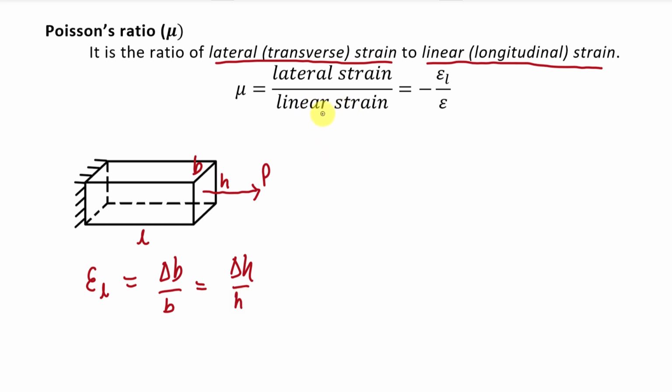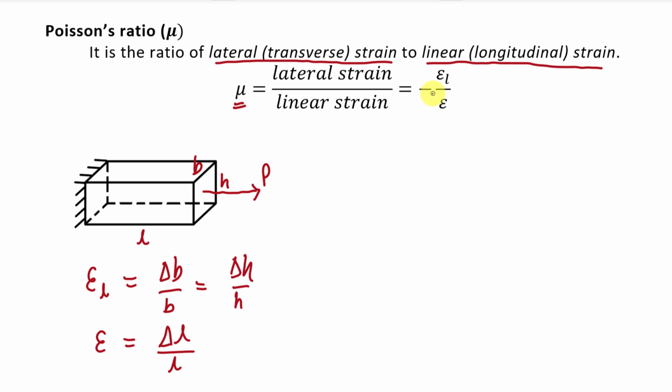Now what will be linear strain here? Linear strain, let's say epsilon, will be change in linear dimension, that is delta L, divided by original linear dimension, that is L. Now what is the value of mu? Mu is the ratio of lateral strain divided by linear strain. So it is epsilon L divided by epsilon, right?